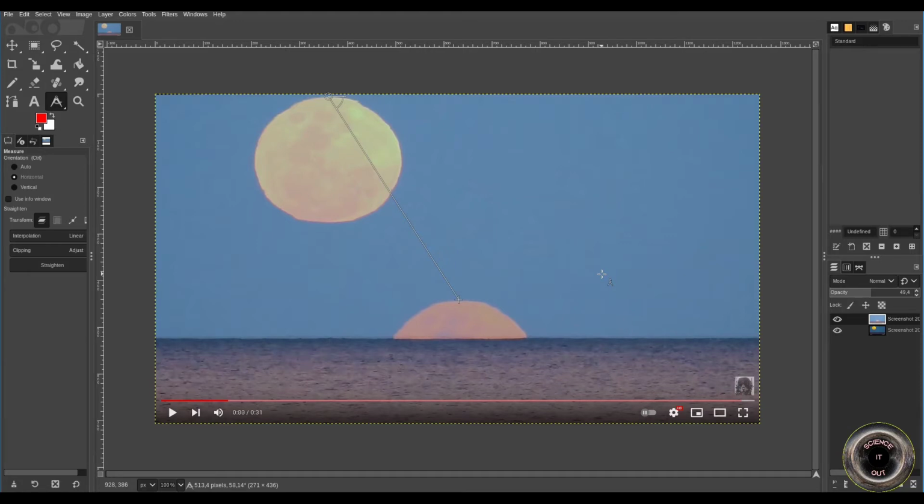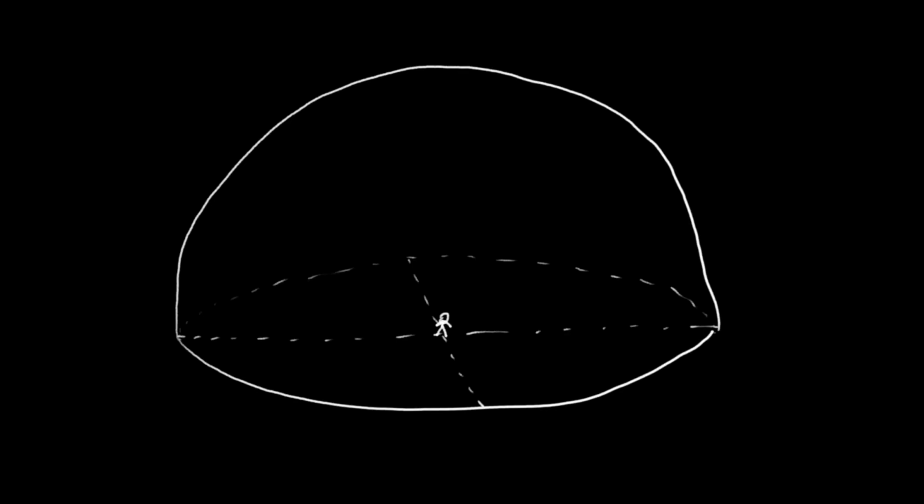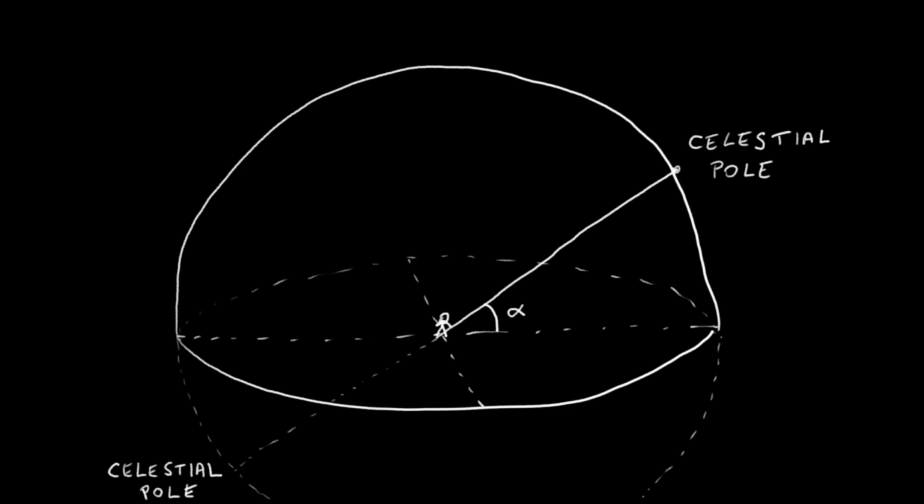To see why that is, let's look at this drawing. Imagine the observer as standing in the middle of the celestial sphere on the horizontal plane. And flat earthers, hold your horses, this doesn't mean that the earth is flat and there is a dome. We're just using a convenient model here. So the sky is rotating around the celestial poles, and the angle between the line connecting the poles and the horizontal plane is equal to the latitude. We'll label it alpha.